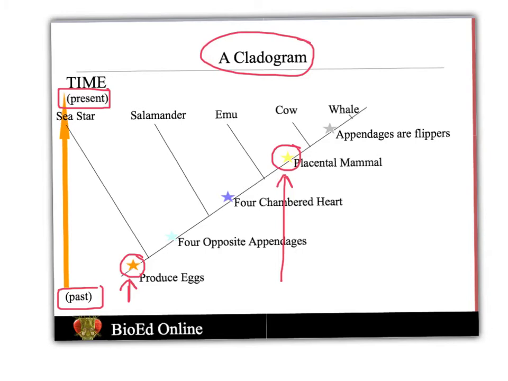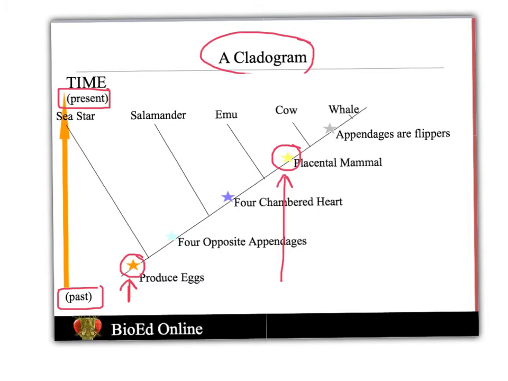So time is not traveling this way. Okay, that would be an incorrect representation. We are not saying that sea stars are older in the geologic record than cows, or that sea stars have been on the planet longer than cows. That's not what this cladogram is showing. Okay, it's simply showing the characteristics of those organisms and the timeline for the development of those characteristics.